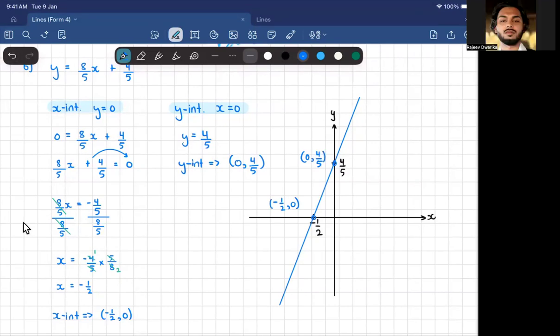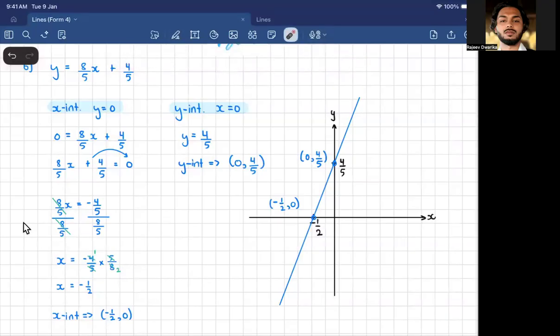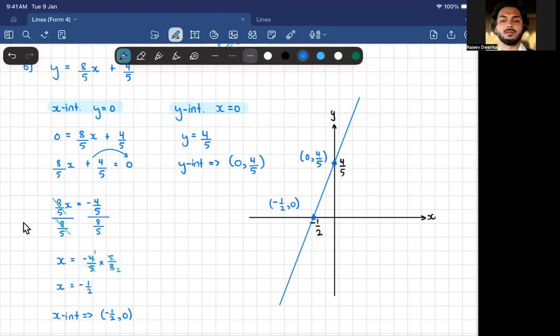Because if you're on the y-axis, then the x-axis will be 0. No, not the x-axis will be 0, the x-intercept will be 0. No, not the x-intercept, the x value. How to say it? Because if you say the x-intercept would be 0, no, the x-intercept is actually minus a half. It's not 0. So you would say that the x value is 0 and the y value is 4/5.